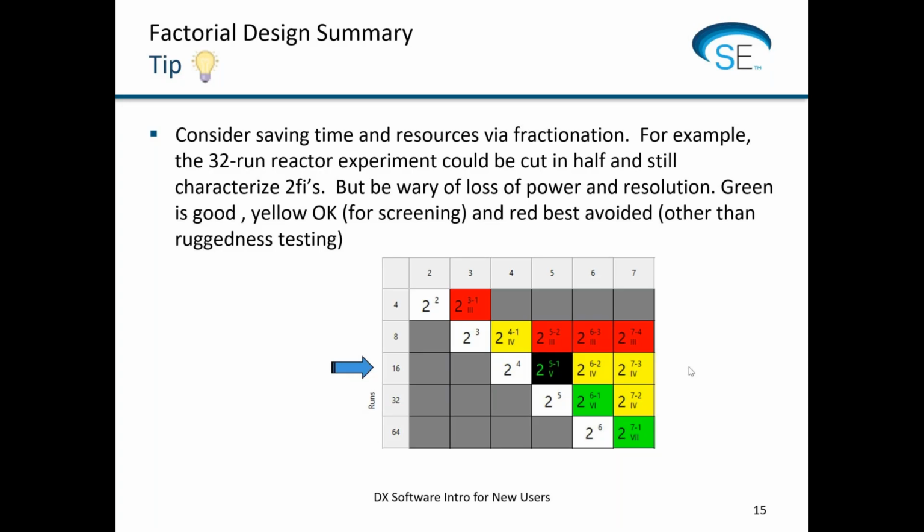But the idea here is the green ones are good for characterizing, a pretty good substitute for these full factorial designs in most cases. The yellow ones would be suitable for screening designs, and the red ones we really wouldn't use at all, except for maybe something called ruggedness testing. But that's a whole other story. We have some webinars on all that if you're interested in ruggedness testing.